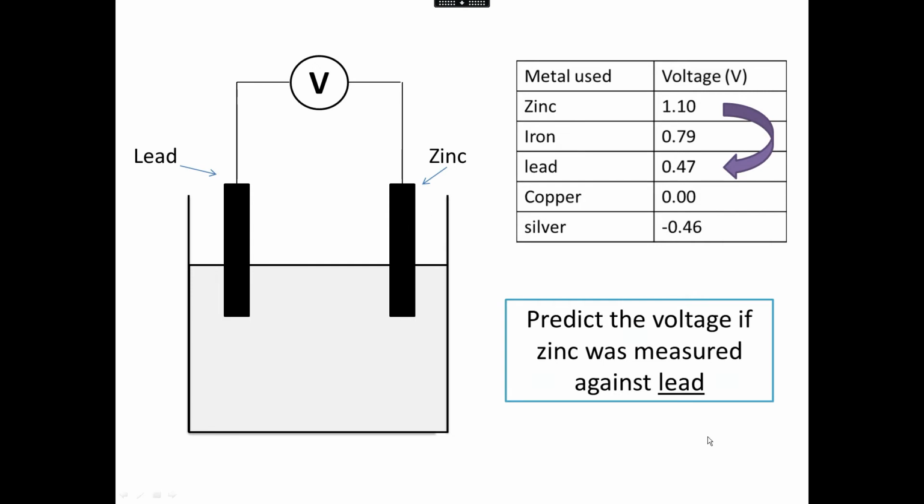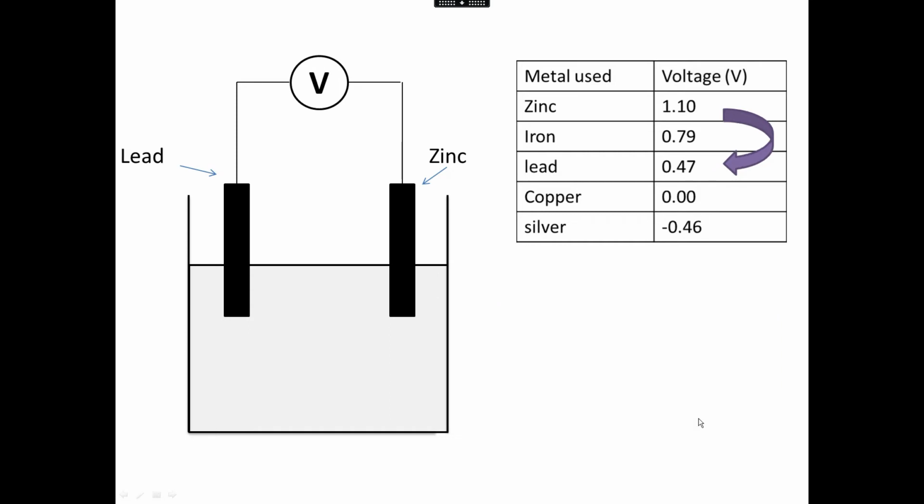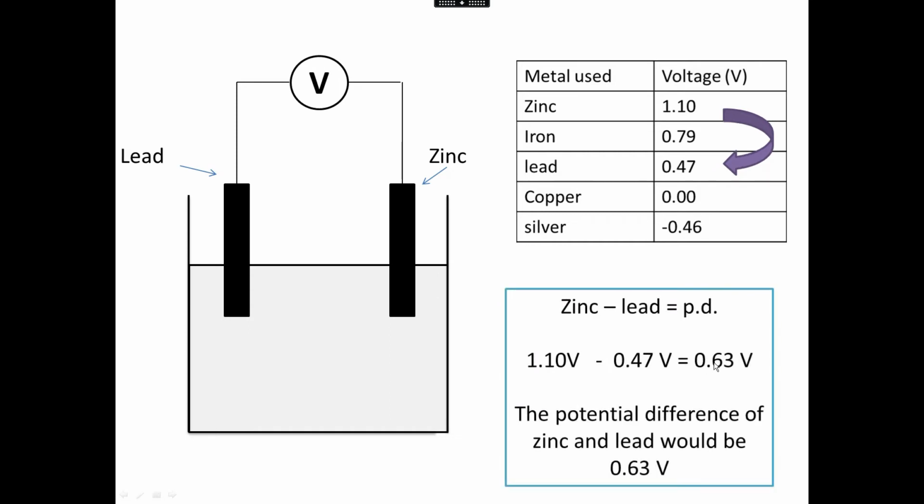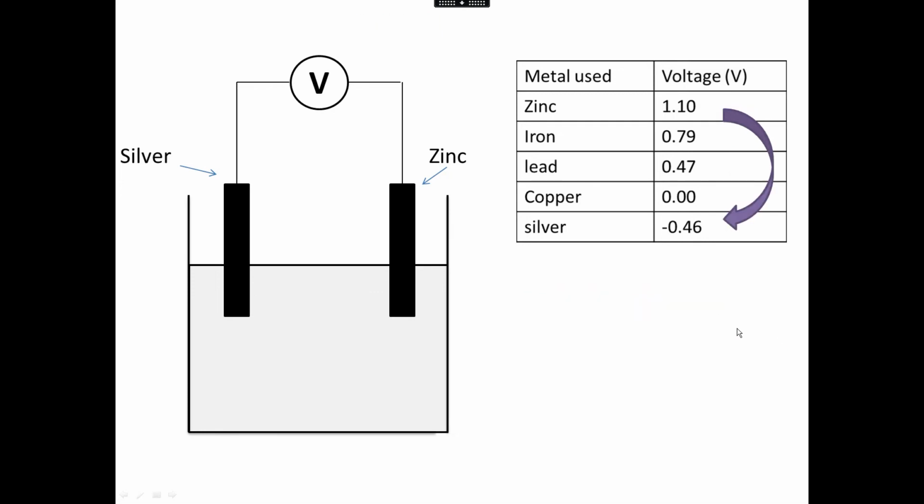Here we go with the answer. It should be 1.10 minus 0.47, which gives 0.63 volts. So if we then measure that with a voltmeter, we should find that it matches 0.63 volts. Let's have a go at another example. What if it was zinc and silver? Pause the video and decide what you think the voltage would be between zinc and silver.